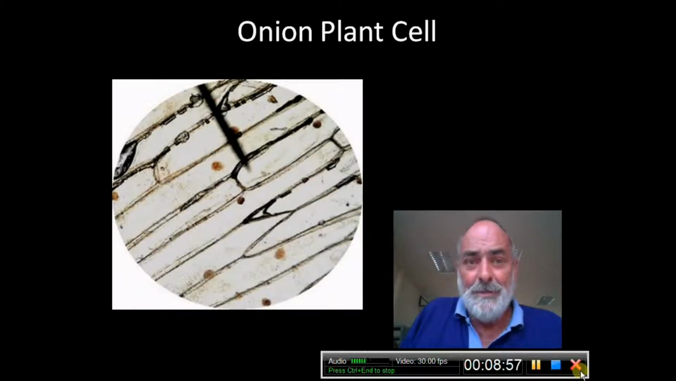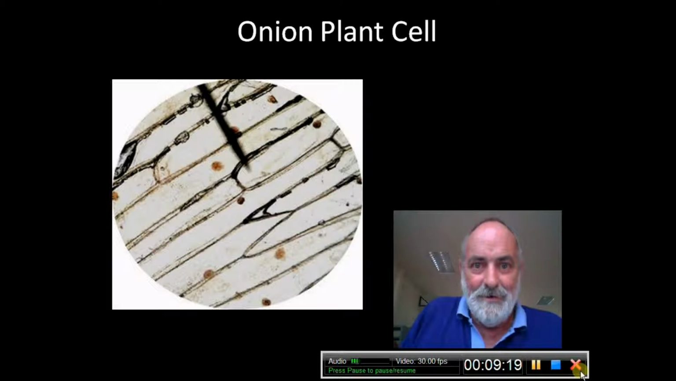So let's have a look. Here is a plant, an onion. Now an onion is from the part that is under the ground, in the soil. So it has no chloroplast. But what we can see is the structure of the plant cell. Let's see what it has.